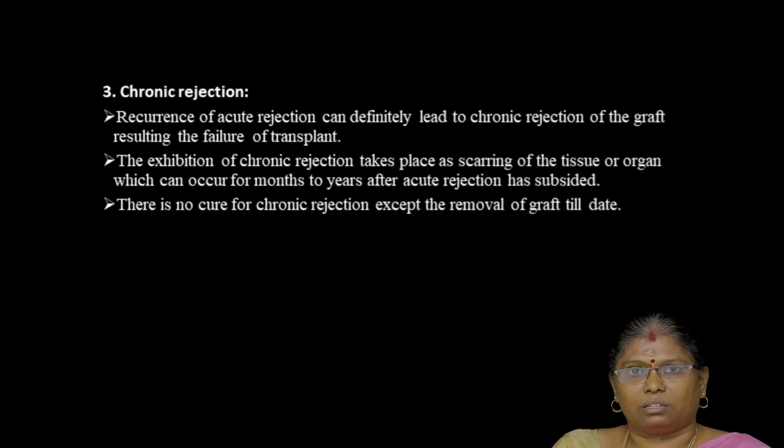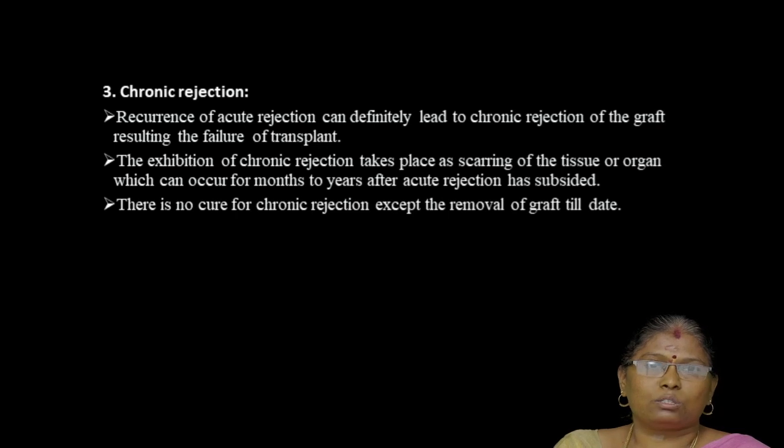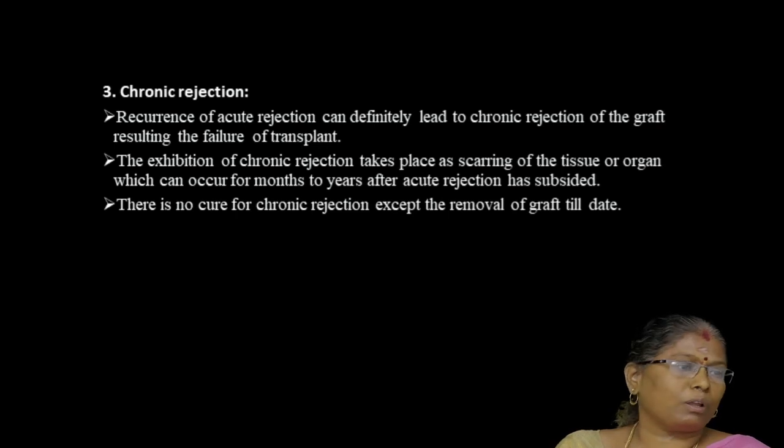Another rejection type is chronic rejection. So this is a silent killer rejection mechanism. In this type, recurrence in the particular graft occurs over years, that is within 1 year, after a year, or a few years, whatever it is. The recurrence of acute rejection can definitely lead to chronic rejection of the graft, resulting in the failure of the kidney, bone marrow, heart, etc. Right? This exhibition of chronic rejection occurs in 1 to 5 years also. Right? There is no cure for chronic rejection except removal of the graft, till date.